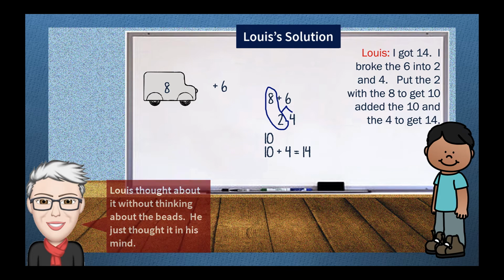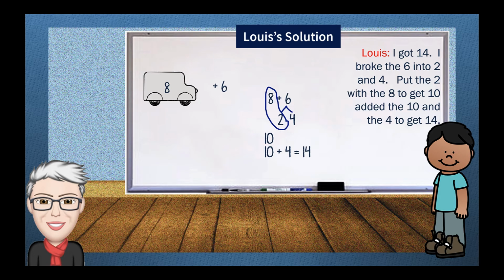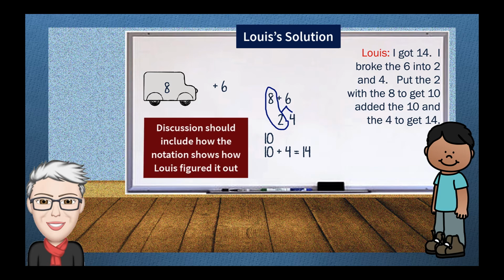The notation the teacher can use here is the same as she used for the analogous rack solution. And as we have stressed before, the discussion should include talking about how the notation shows how Lewis figured it out.